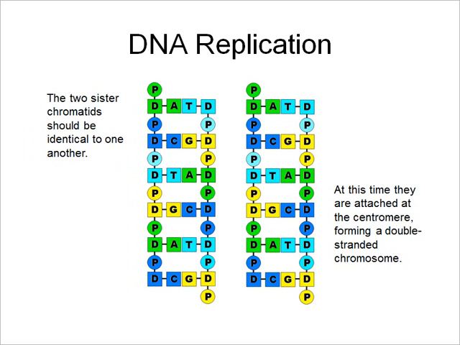When DNA replication is completed, we now have 2 identical copies of the DNA. These copies are sister chromatids. At this point in time, they are attached to each other at the centromere. The entire structure is composed of 2 sister chromatids, and it's a double-stranded chromosome. This completes DNA replication.